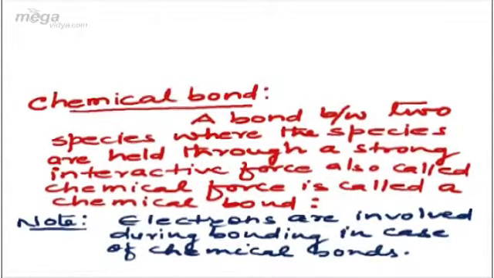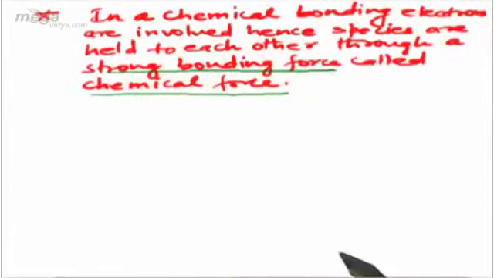As we have observed, in case of physical bonding, the species are held to each other through a weak bonding force which we call van der Waals force. Now similarly, in case of chemical bonding, the species are held through a strong bonding force which we call chemical force. So in case of a chemical bond, electrons are involved, hence species will be held to each other through a strong bonding force and the force will be called a chemical force.